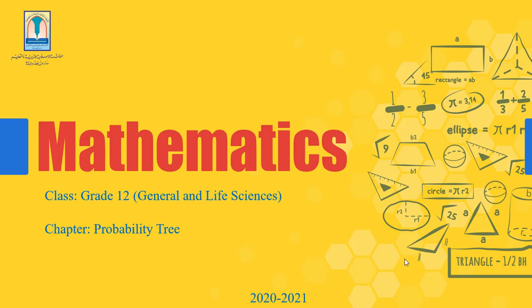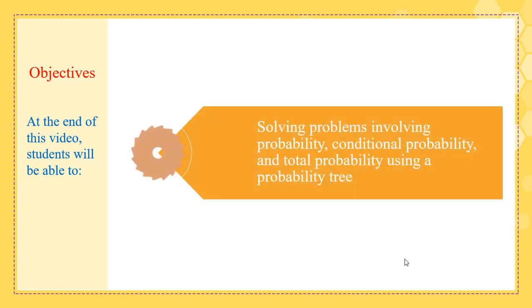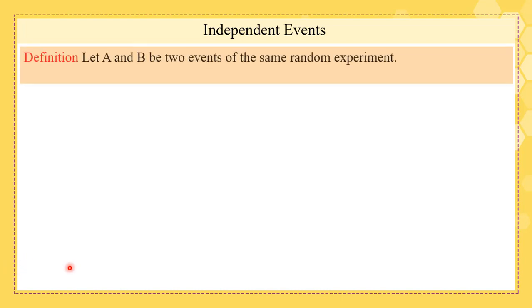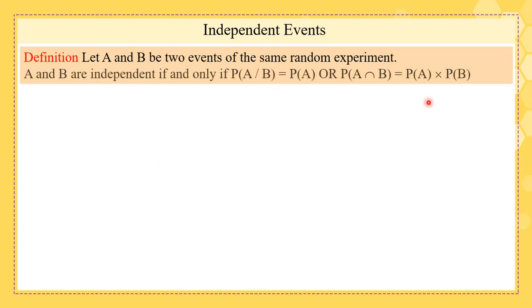Today we will see the last video concerning probability, and we will see the probability tree. Before we talk about the probability tree, let's talk about independent events. A and B are two events of the same random experiment.